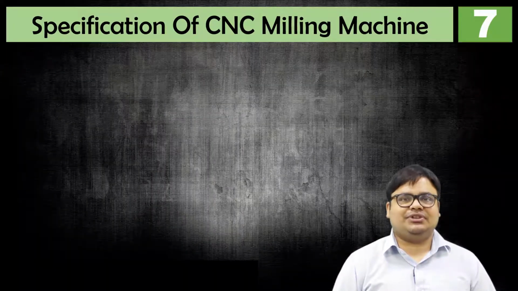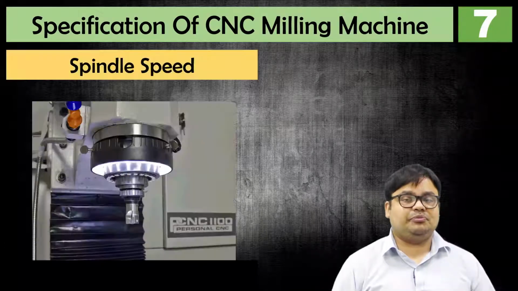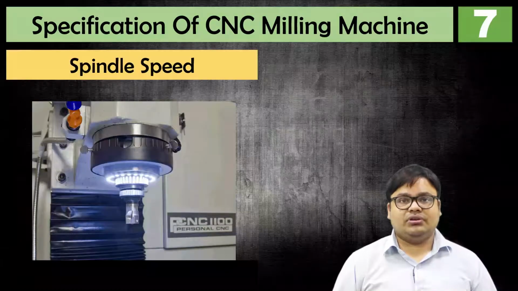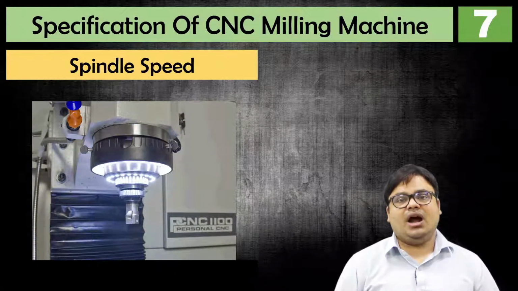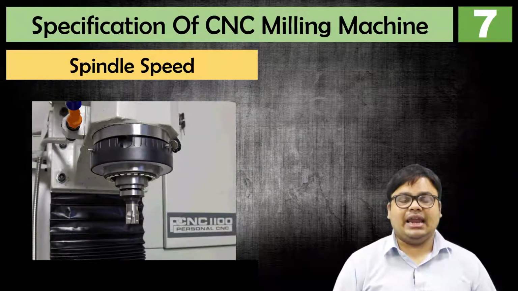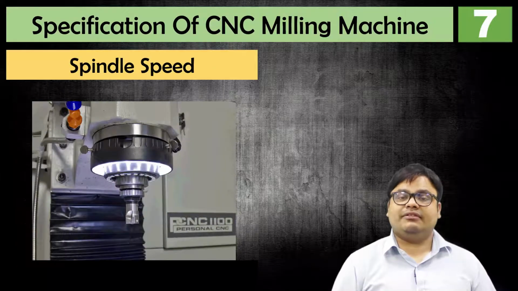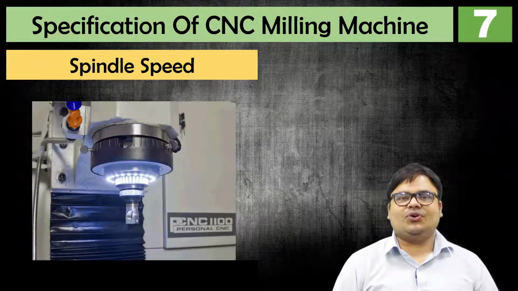So here the specification we can get is the spindle speed. In a similar way, we should also be aware of the maximum RPM of the spindle, or at what maximum RPM the spindle can rotate. It also plays a very vital role. Then moving on to the next one.